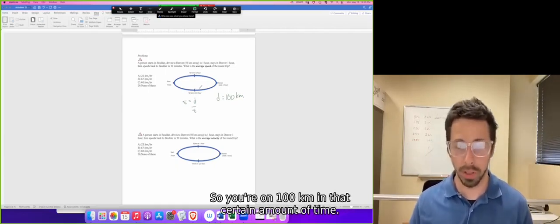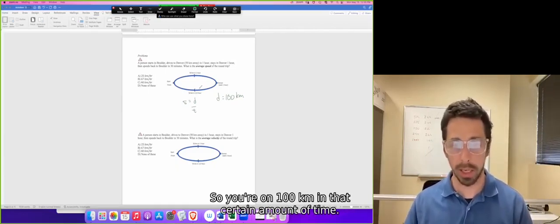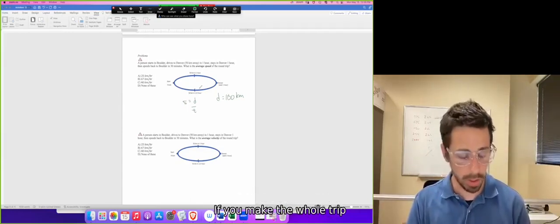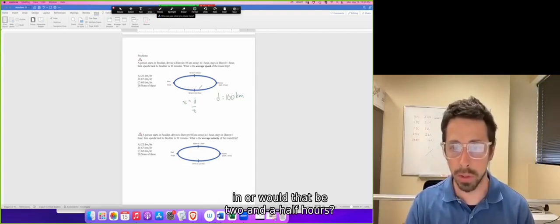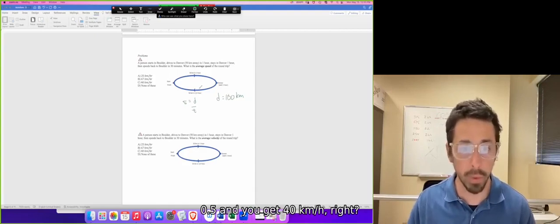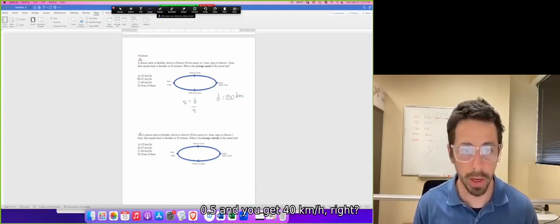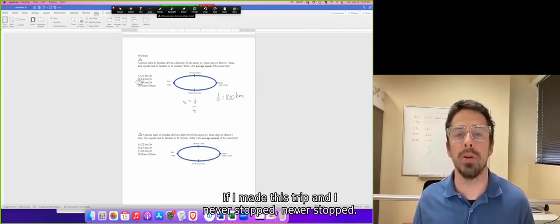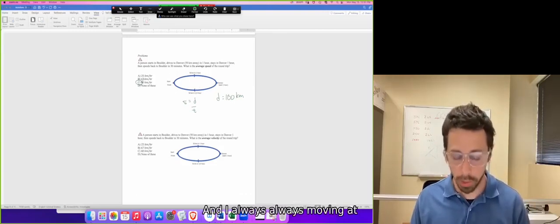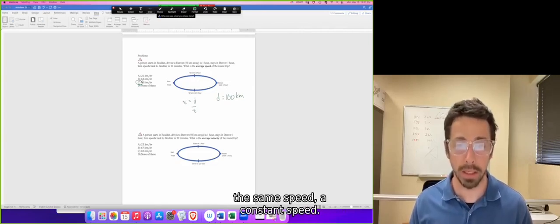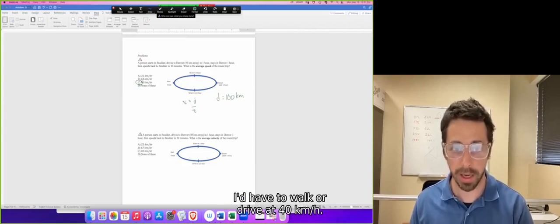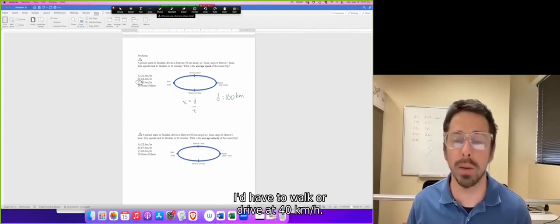So you run 100 kilometers in that certain amount of time. This says if you were to make the whole trip in, what would that be? 2.5 hours. So you take 100 divided by 2.5 and you get 40 kilometers per hour, right? If I made this trip and I never stopped, and I was always moving at a constant speed, what would I have to walk at? I'd have to walk or drive at 40 kilometers per hour.